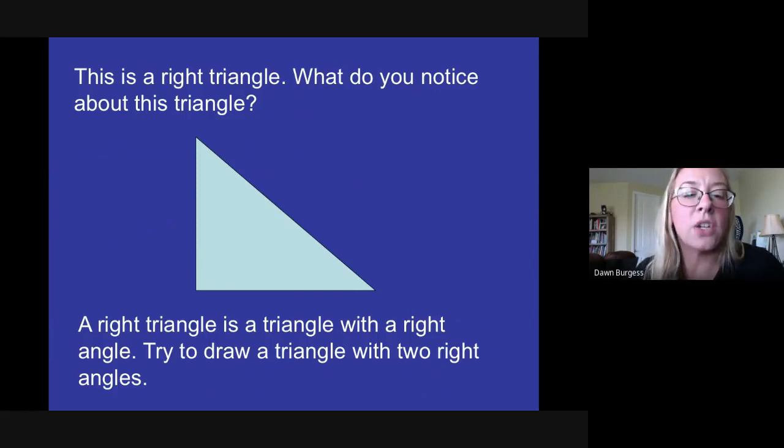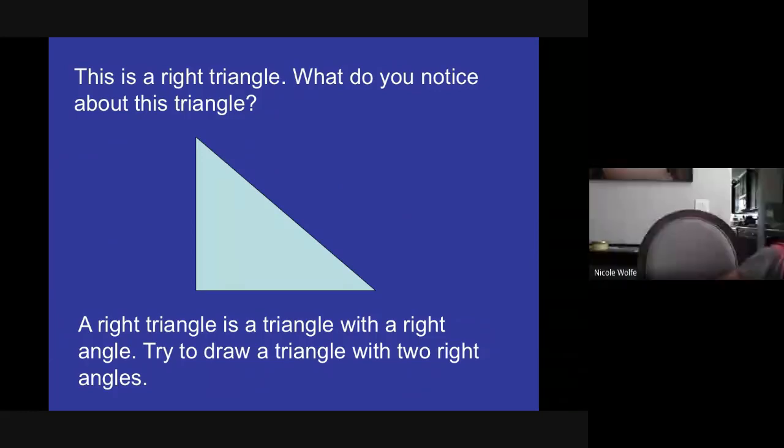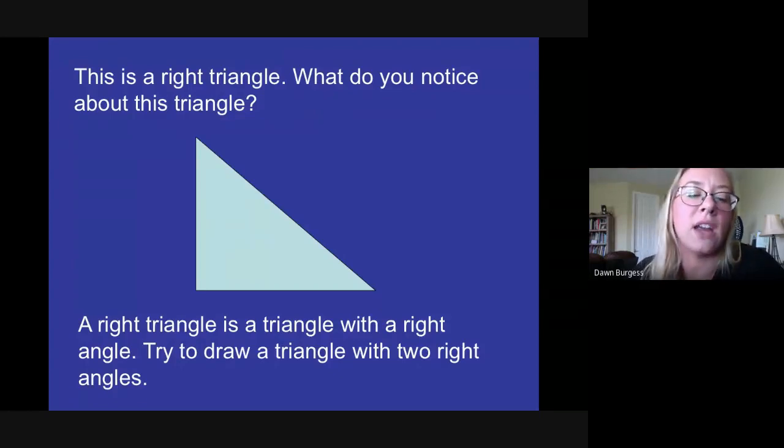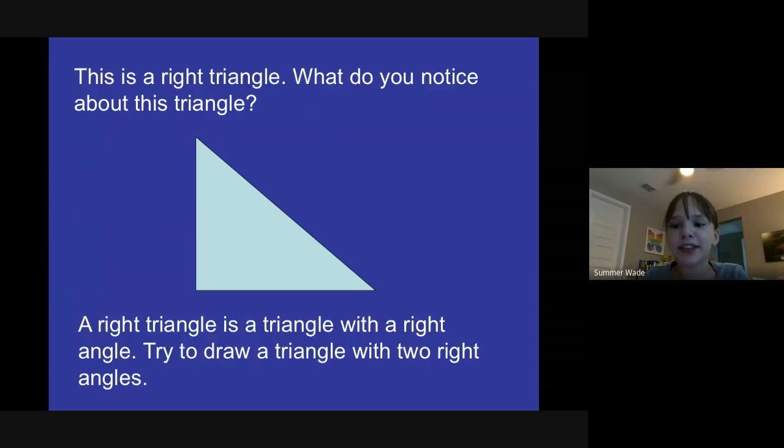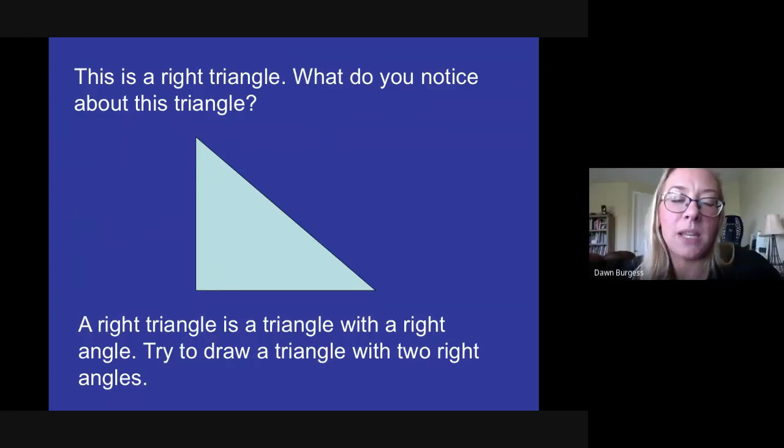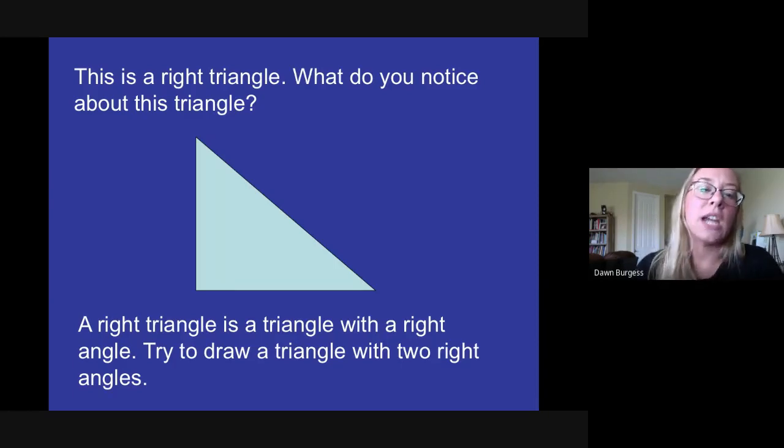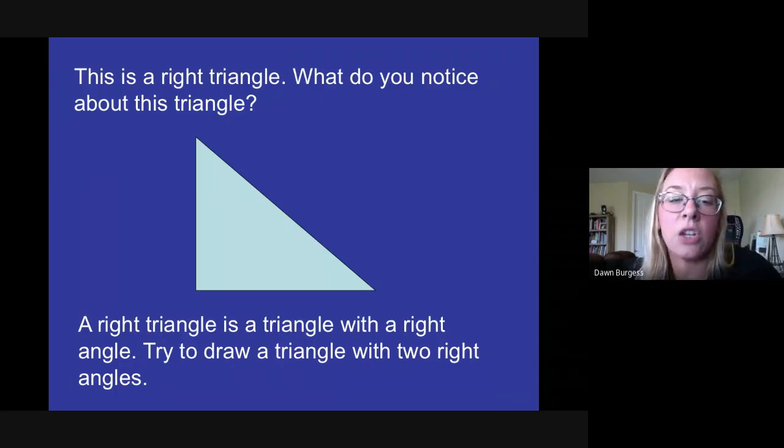A right triangle is a triangle with a right angle. Try to draw a triangle that has two right angles. What's going to happen? It's going to become a square. Yeah, it's going to be like a trapezoid more, right? Because you can't have two 90-degree angles. You need to have one 90-degree angle, and then the triangle equals 180 degrees, right? So there's only 90 degrees left over for the other two angles. That means that generally they're going to be 45 and 45.